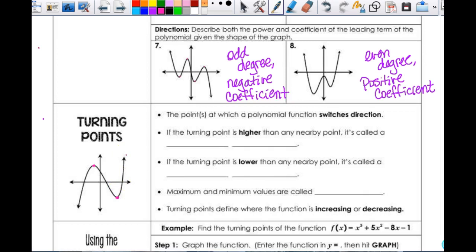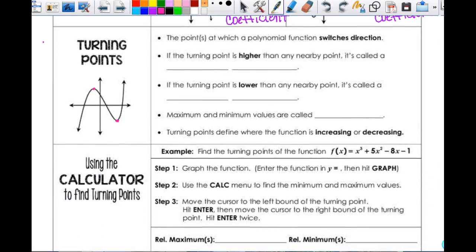We've already talked about them. It is where they switch direction, right? If your turning point is higher than any nearby point, like this one, it doesn't say higher than any point altogether, because this is not the highest point, because this goes off to infinity. But it's higher than any point around it, then it is a maximum value. It's not the absolute maximum. It would be the relative maximum. Then if the turning point is lower than any nearby point, it would be called a relative minimum.